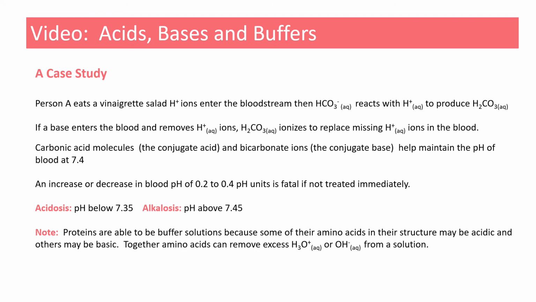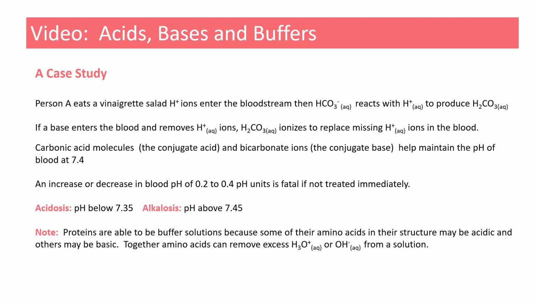Here's a case study. Person A eats a vinaigrette salad. H plus ions enter the bloodstream. Then HCO3 minus reacts with the H plus to produce H2CO3. If a base enters the blood and removes H plus ions, H2CO3 ionizes to replace missing H plus ions in the blood.